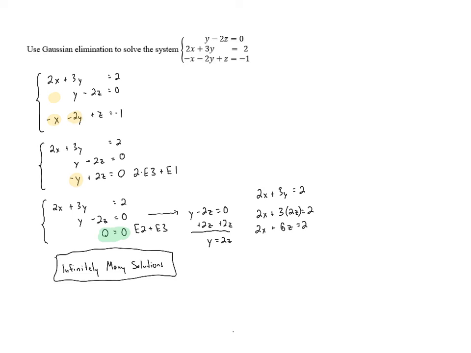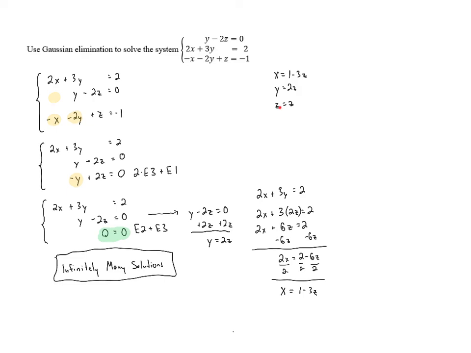Now to get the x term alone, we can subtract 6z from both sides, giving us 2x equals 2 minus 6z. And to get x alone, we divide each of the terms on both sides by 2, giving us x equals 1 minus 3z. So we could say that x equals 1 minus 3z, y equals 2z, and z equals z. This is one way to do it, but it's better, instead of writing all of these in terms of z, to write them in terms of a parameter t.